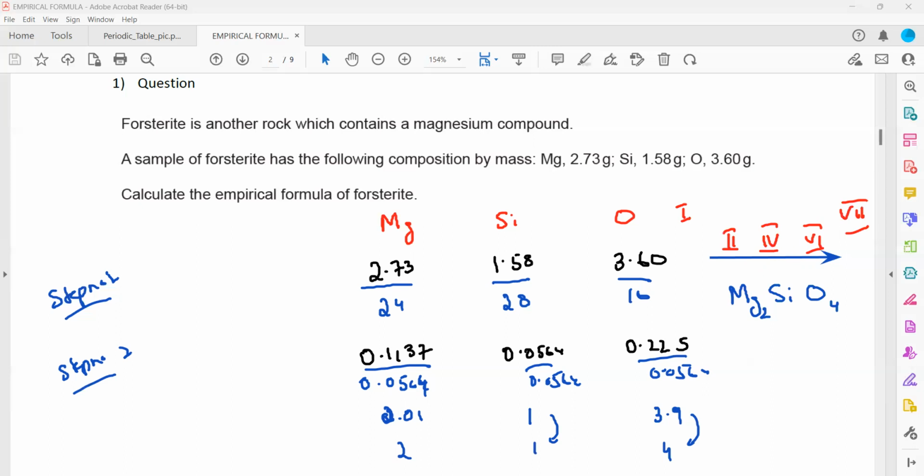Is it clear, this example, how we work out the empirical formula of this compound? Yes, sir.